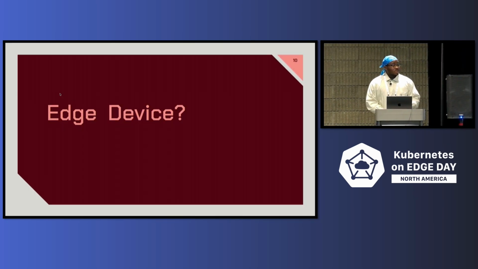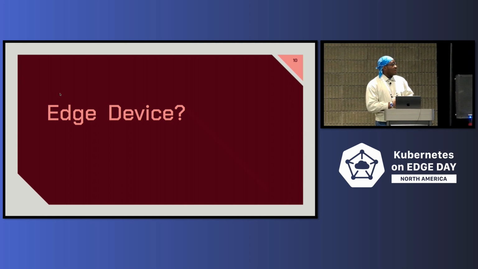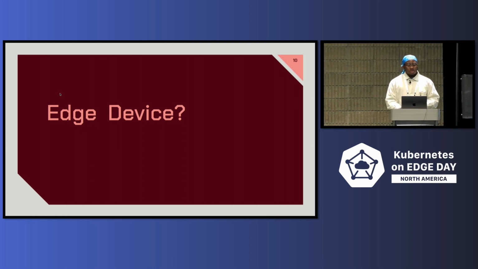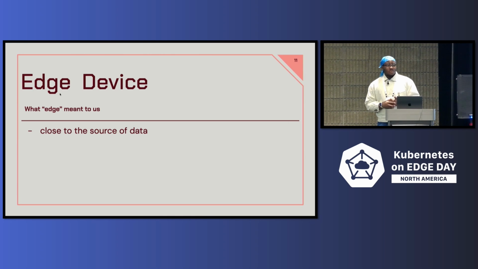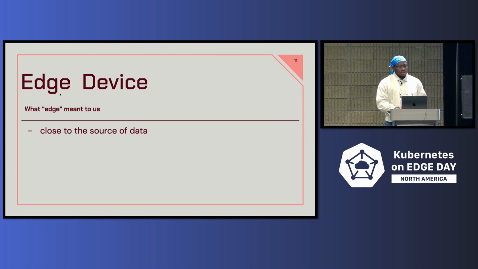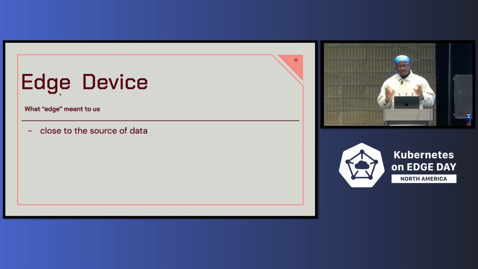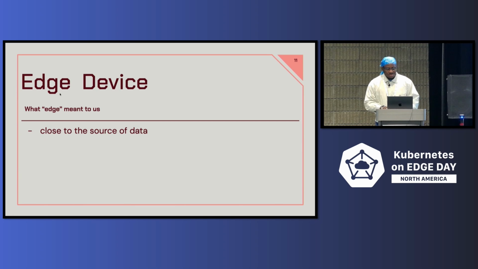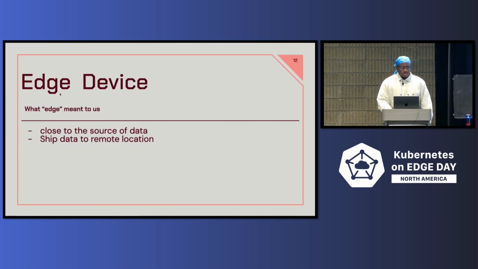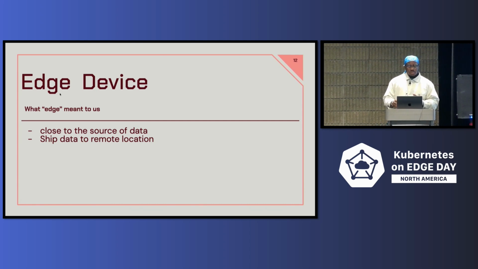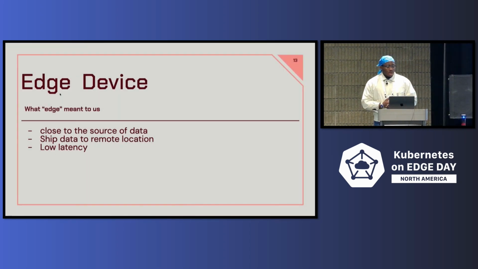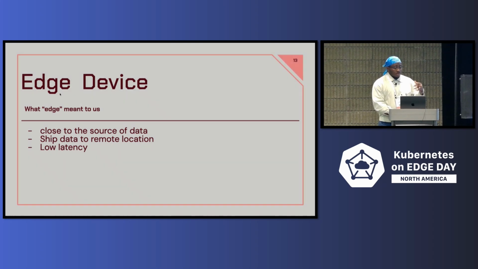Cool. So my talk includes an edge device, but what exactly did edge mean to us? Well, for one, it meant it had to be close to the source of the data. There's no reason to say your device is an edge device if it's still running in the cloud somewhere. It also needed to be able to ship the data that was collected from the source to a remote location where we can actually process all of this. And low latency, of course.